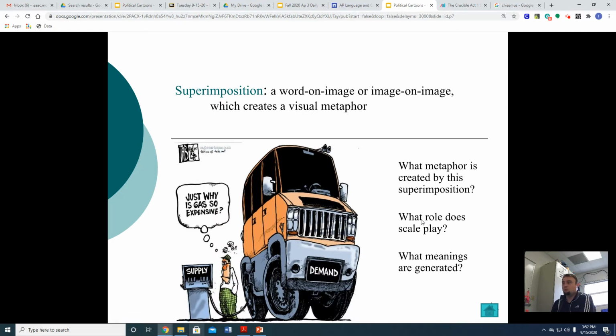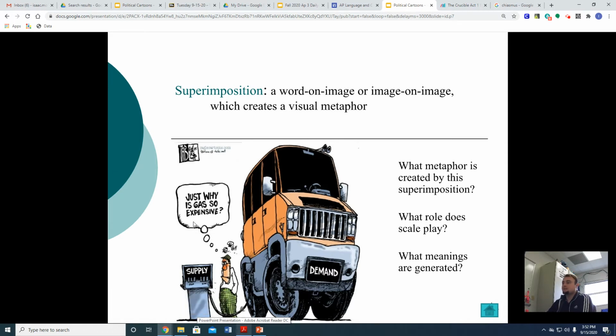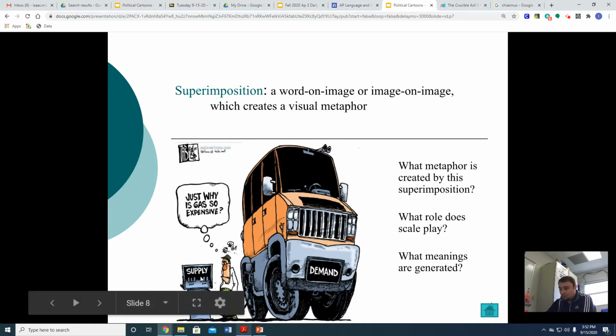Superimposition. This is when a word on an image or an image on an image creates a visual metaphor. So you have the man, who is obviously angry, standing at the gas pump, asking just why is gas so expensive. You can see that the pump is very tiny, whereas his car is very large. You see demand is related to the car and supply related to the gas pump. So this kind of ties in a few things.